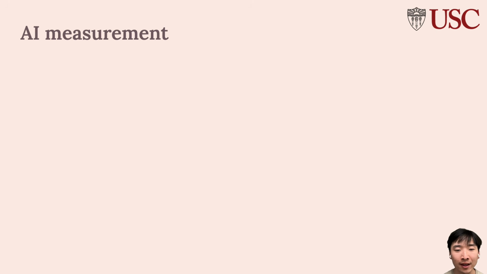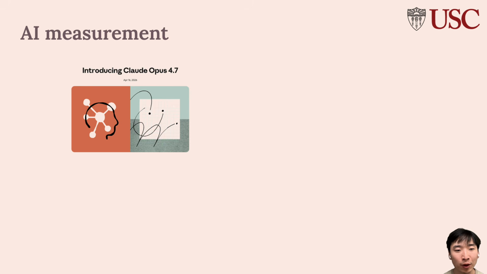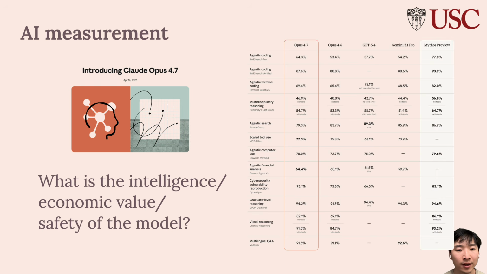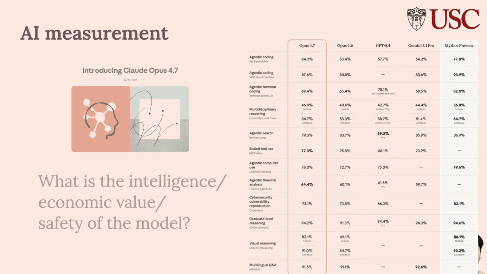Let's start by thinking about AI measurements. When Anthropic releases a new model, we all have immediate questions. Decision makers everywhere may ask different questions about the model, ranging from its intelligence to economic value to safety. They rely on benchmark measurements to get a sense of the answer. So on the right, I've shown the benchmark results that Anthropic provided for Opus 4.7.